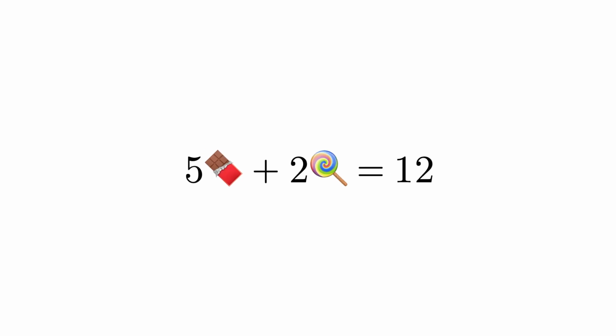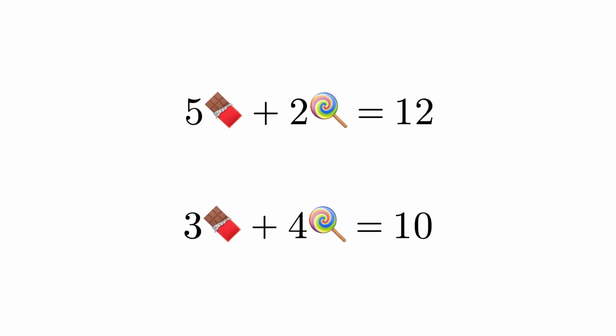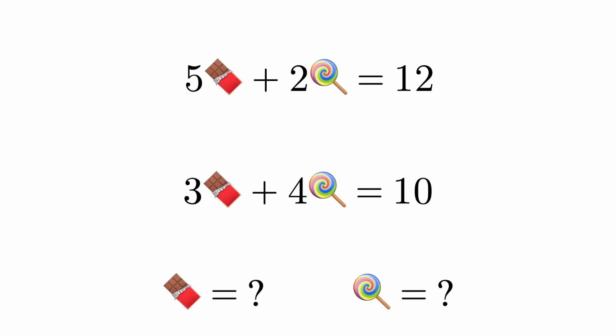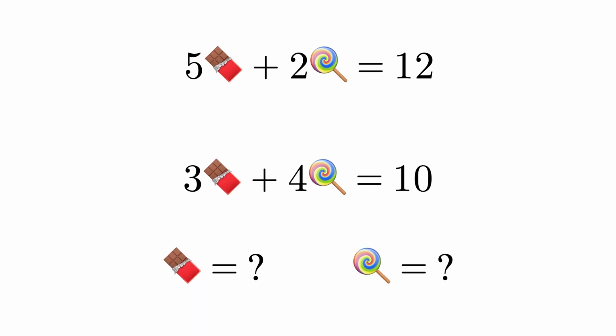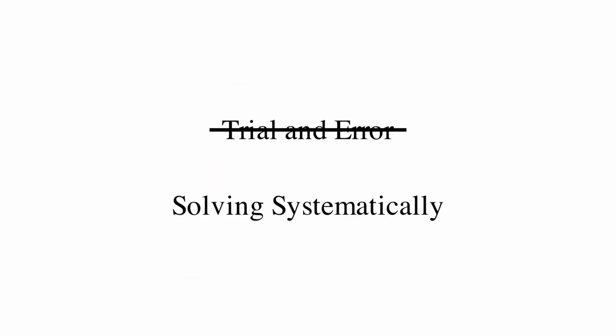If the price of 5 chocolate bars and 2 lollipops is $12, and the price of 3 chocolate bars and 4 lollipops is $10, what are the prices of the chocolate bar and the lollipop? We will soon go through how to solve this without using trial and error, but I'm first going to visually show you what a simultaneous equation looks like.